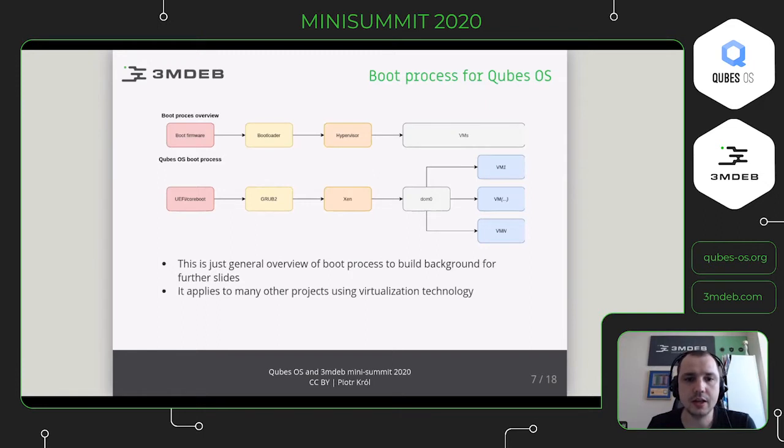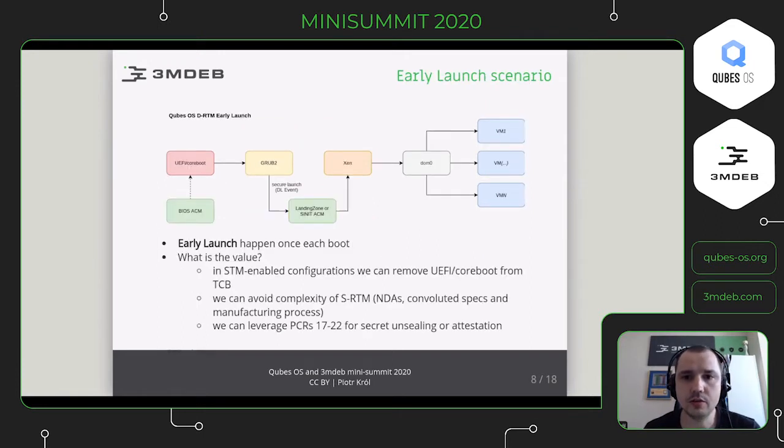So there are two types of launches which use the RTM technology. The first is early launch. The second is late launch. So how does early launch work? In the case of the boot flow that I presented, if we use early launch, we will have something like on this slide. From the left, we have UEFI or coreboot firmware.